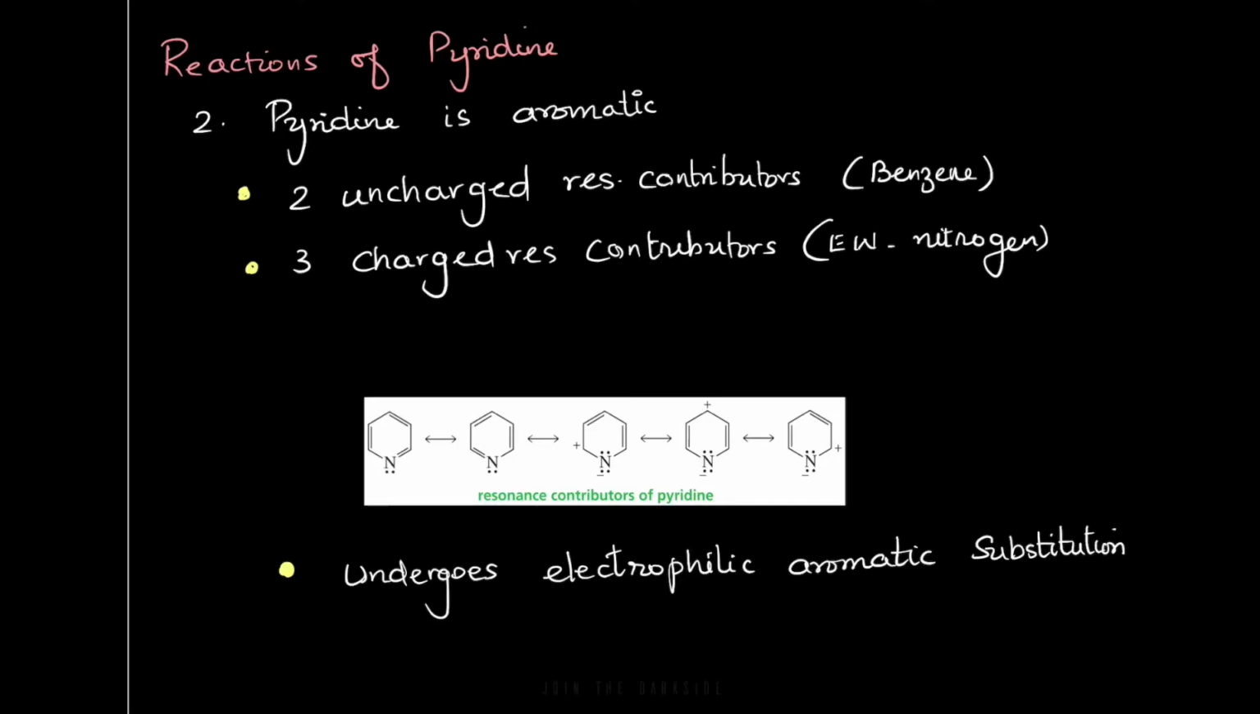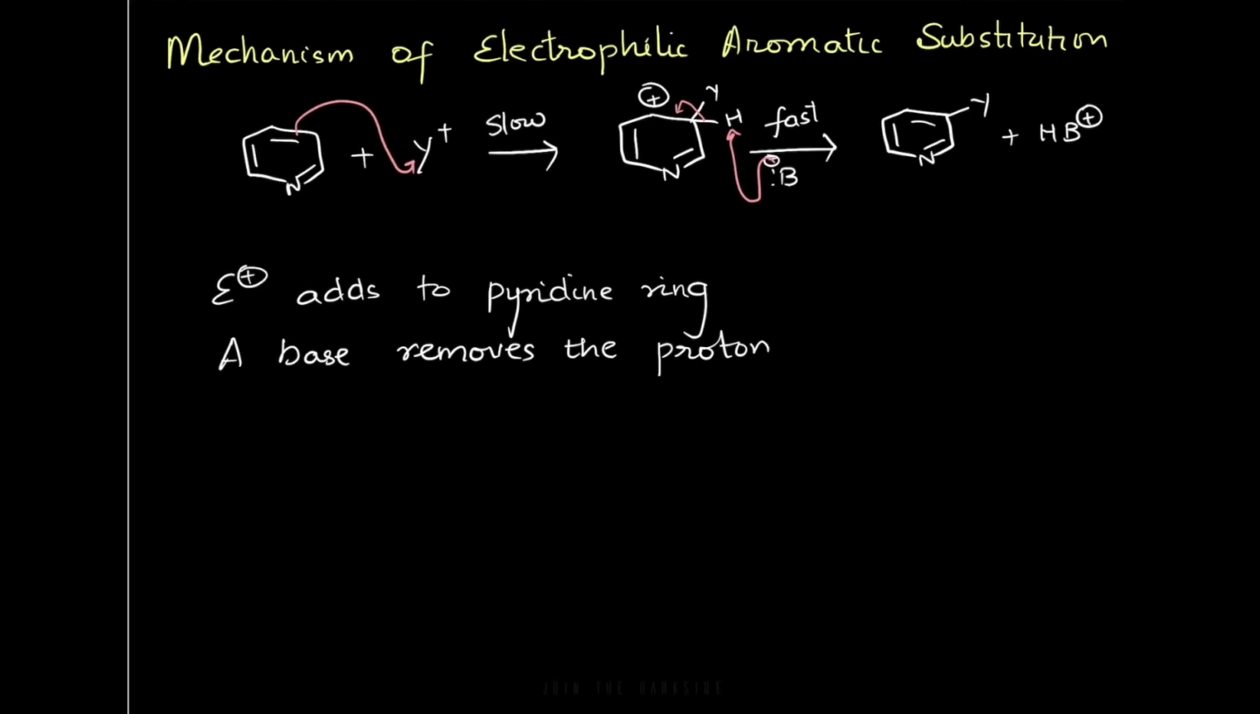Because pyridine is an aromatic heterocyclic compound, it can undergo electrophilic aromatic substitution reactions. Now, what's the mechanism? It's going to follow exactly the same mechanism as that of benzene, but one thing that we have to note down here is that pyridine can undergo electrophilic aromatic substitution only at the 3rd position.